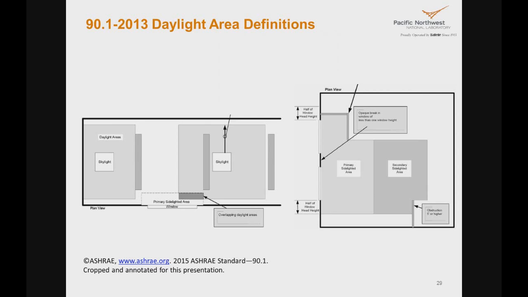The descriptions in 90.1/2013 for daylight area did not change. There were some additional things that were added for clarification. For example, the overlapping area between primary side lighted areas and top lighted areas was clarified, so that you can't double count this area. And also a secondary daylighted area was described in 90.1/2013. So the primary side lighted area is 1 times the head height. The secondary side lighted area is 2 times the head height.